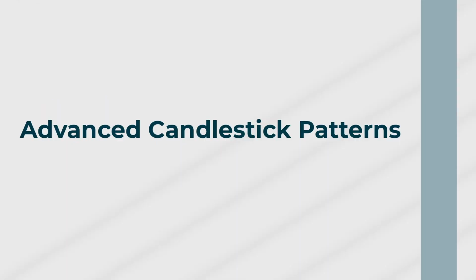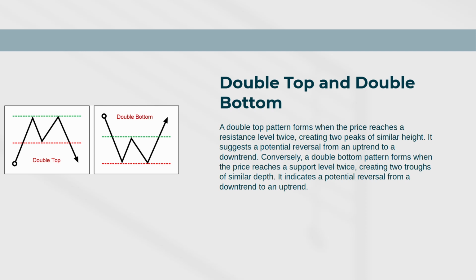Advanced candlestick patterns. Double top and double bottom. A double top pattern forms when the price reaches a resistance level twice, creating 2 peaks of similar height. It suggests a potential reversal from an uptrend to a downtrend. Conversely, a double bottom pattern forms when the price reaches a support level twice, creating 2 troughs of similar depth. It indicates a potential reversal from a downtrend to an uptrend.